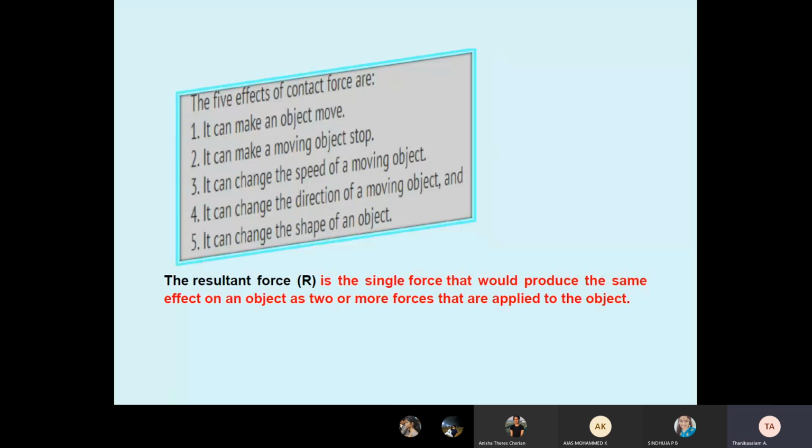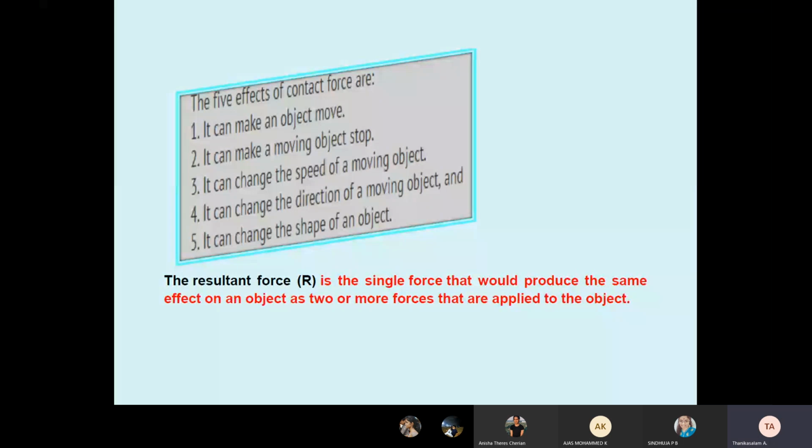Then effect of forces. The 5 effects I have given with images and diagrams already. The force can make an object move. It can make a moving object stop. It can change the speed of a moving object. It can change the direction of the moving object, and it can change the shape of the object. If you apply force, these are the effects we will get: the body may move, the body comes to a stop, the body changes speed, the moving direction may be changed, and the shape may be changed.